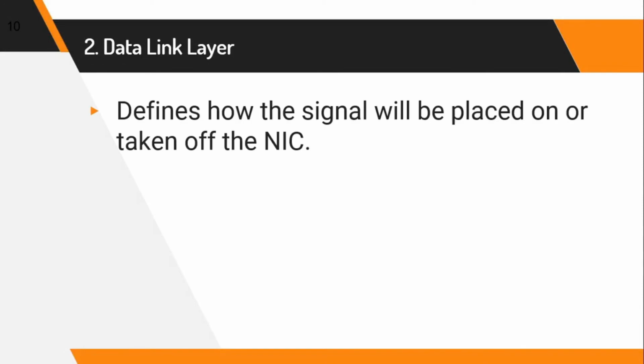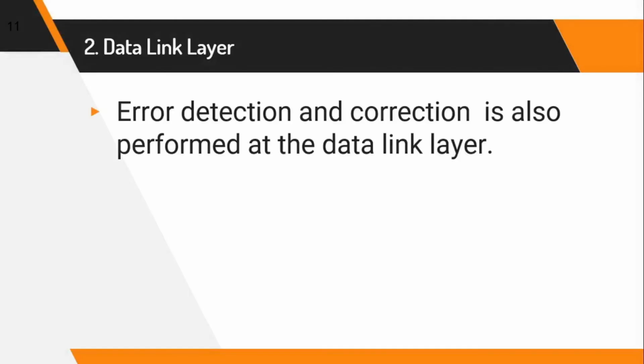Data link layer defines how the signal will be placed on or taken off the NIC. The data frames are broken down into individual bits that can be translated into electrical signals and sent over the network. On the receiving side, the bits are reassembled into frames for processing by upper levels. Error detection and correction is also performed at the data link layer. If an acknowledgement is expected and not received, the frame will be resent. Corrupt data is also identified at the data link layer.